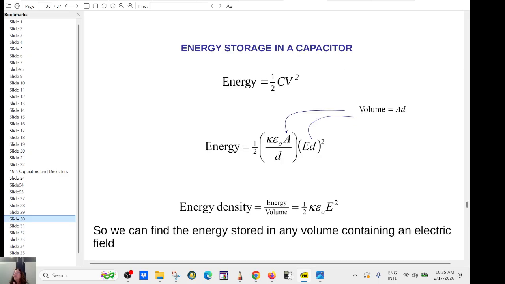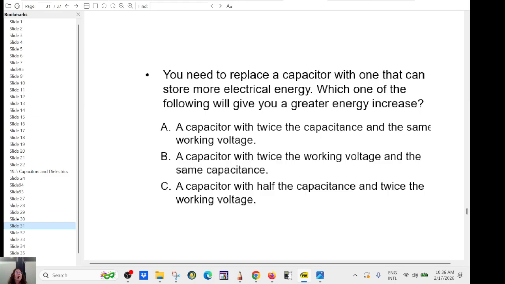But you have to be very careful, because any capacitor will tell you the maximum voltage. When it says 35 volts, the maximum is 35 volts. If you go over that, it's going to bang, it's going to burst.